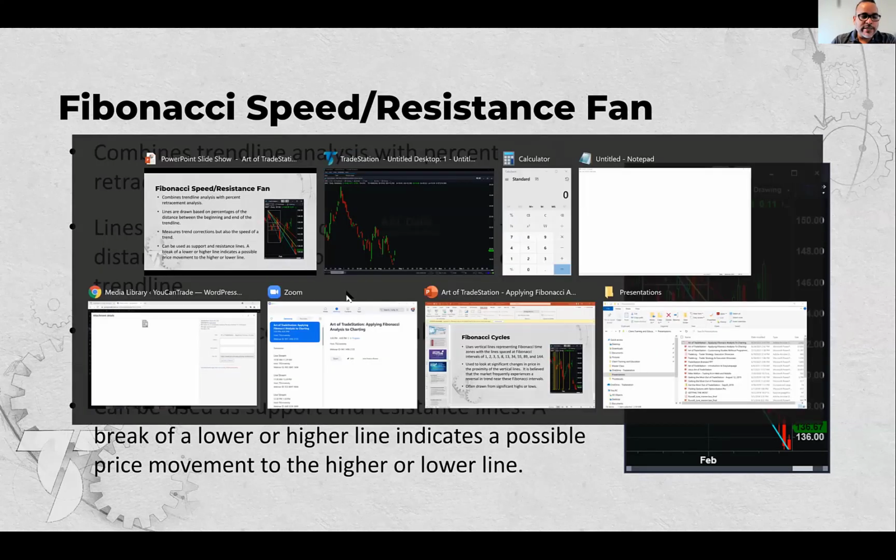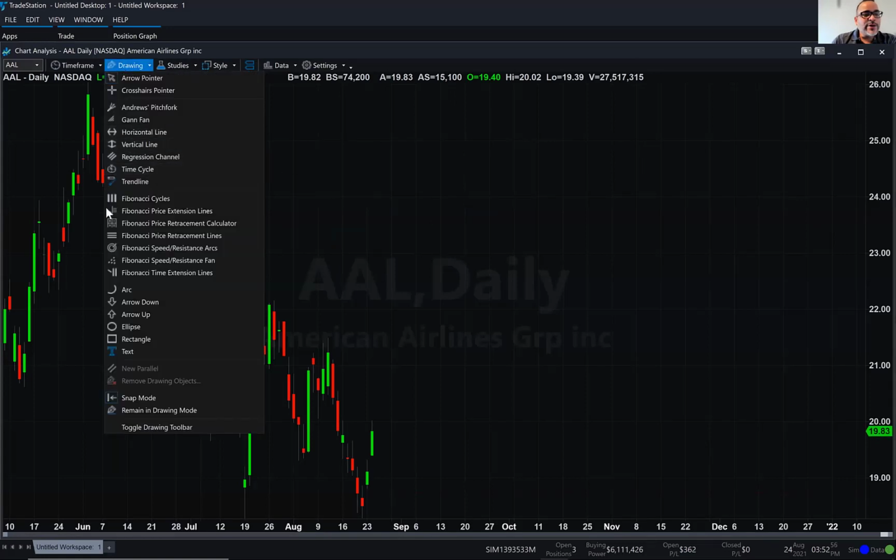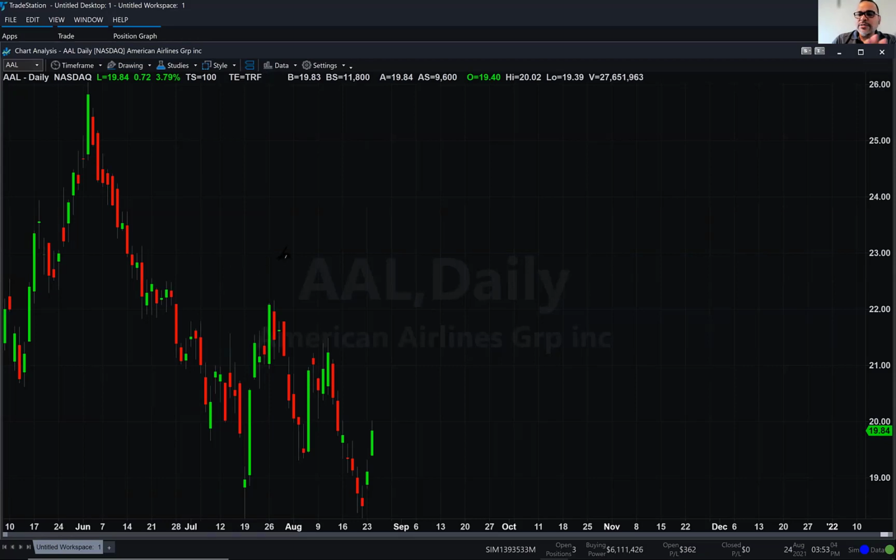Let me go back here to TradeStation. Let me go to the drawing menu, and let's go here to the Fibonacci speed resistance fan. This is the one that draws the little box with trend lines. And if you want to use the same example that we're talking about, let's go from this top all the way to this bottom. I want you guys to take a look at what's going on here, because what this does, it draws a box. You see the box right here. The lines are very thin, but it's still very visible.